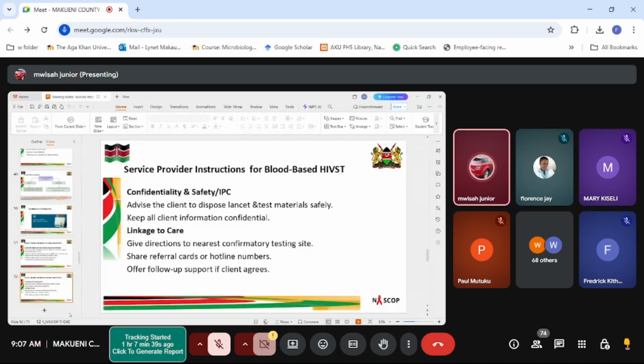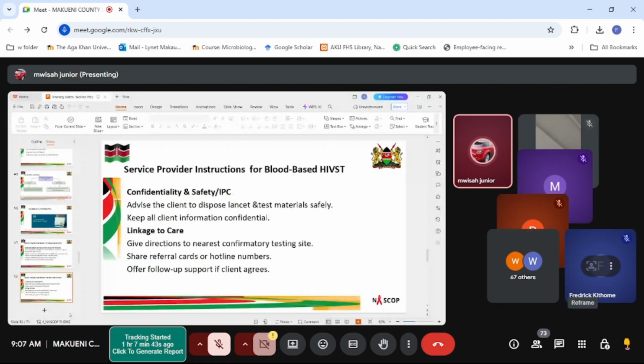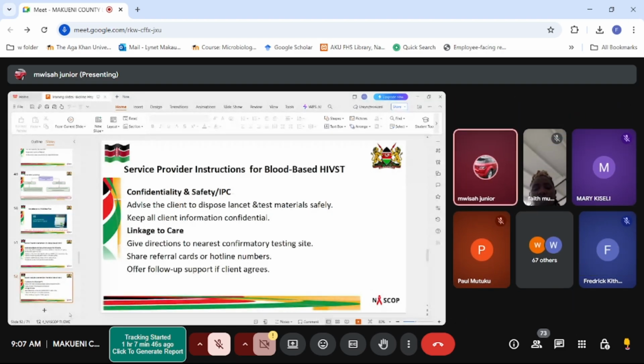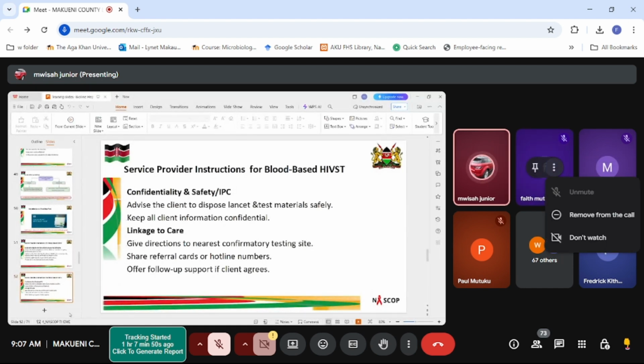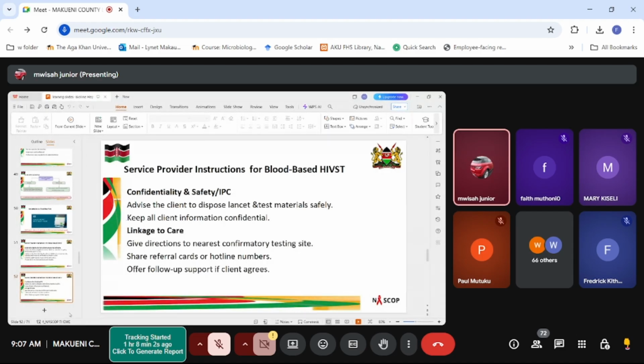Confidentiality and safety, that is IPC: advise the client to dispose of the lancet and test materials safely. Keep all client information confidential. Linkage to care: you give directions to the nearest confirmatory testing site. You have to give the client the facility, the place they will go for further retesting. Then share referral cards or hotline numbers for that facility and offer follow-up support if the client agrees.